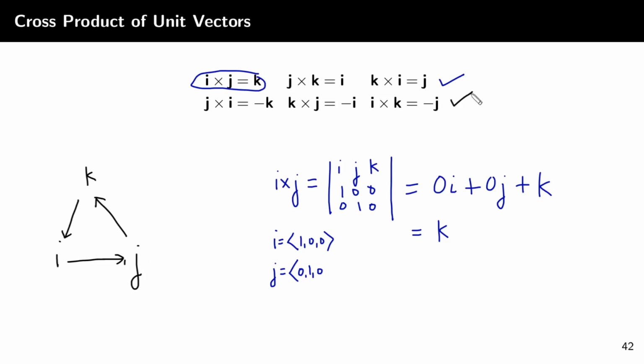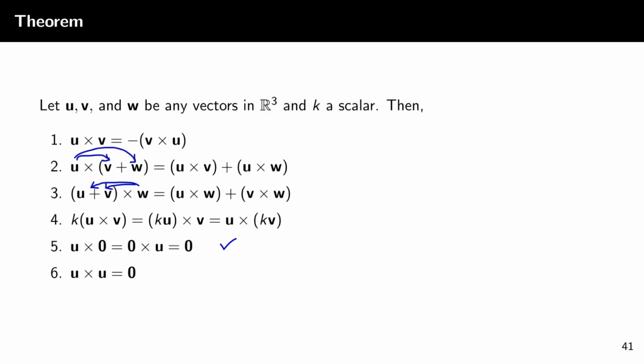Now, this second set follows from the property that we had. If you're taking the cross product, when you reverse the vectors, you just produce a negative 1 in front. So, since i cross j is equal to k, j cross i is equal to negative k. Similarly, since j cross k is equal to i, k cross j is equal to negative i. K cross i is equal to j, therefore i cross k is equal to negative j. This comes from our first property.